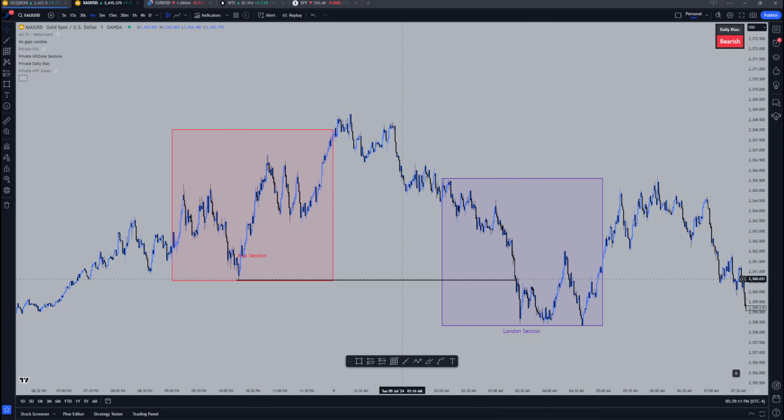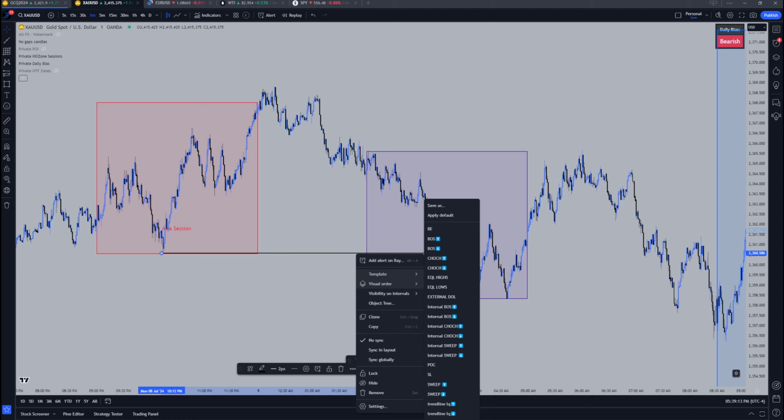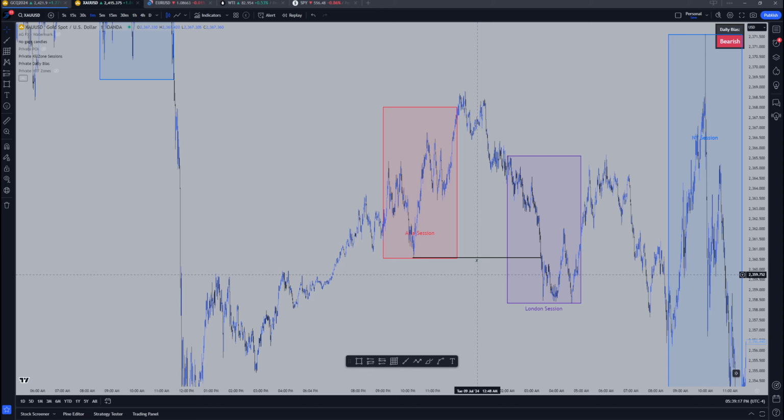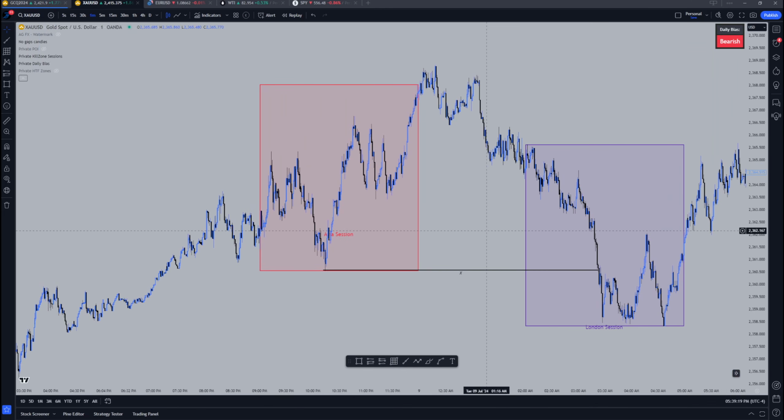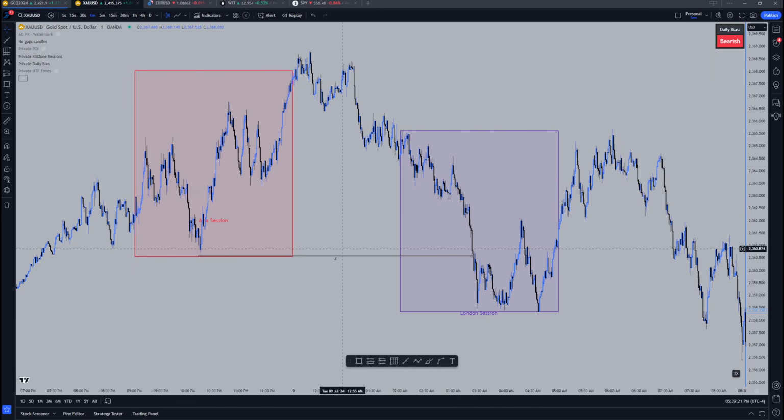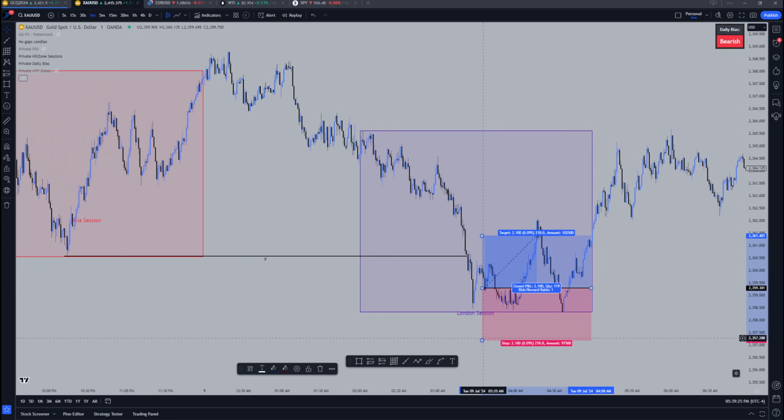So a session low gets taken out. You can mark this as... I don't trade session ranges like this mechanically as much anymore, but you can mark it out as whatever you want to label it, session low. Once it gets taken out, you then look for a trade in the opposing direction.